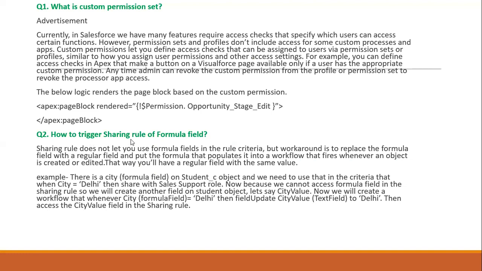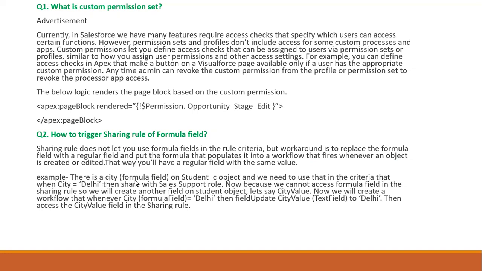Next question: how to trigger sharing rules on formula fields? Sharing rules do not let you use formula fields in the rules and criteria, but the workaround is to replace the formula field with a regular field and put the formula into a workflow field update, so that whenever an object is created or edited, you will have the regular field with the same value.